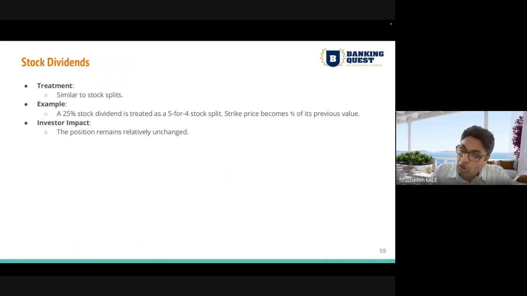What if it is a stock dividend? Yes, it will also have the same impact as a stock split. So a 25% stock dividend is treated as a 5 for 4 stock split, and then with B by A and A by B, the strike price will change and the number of shares will change.